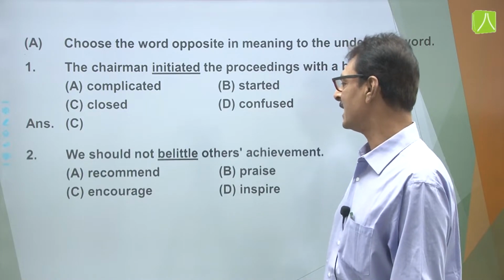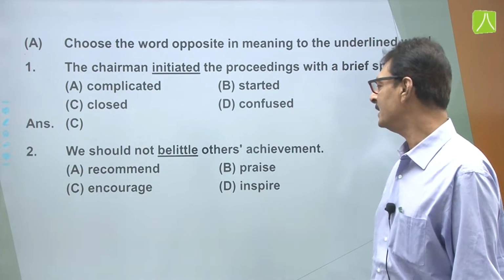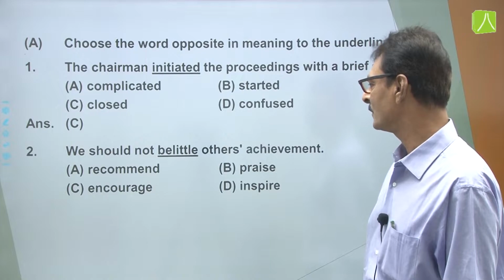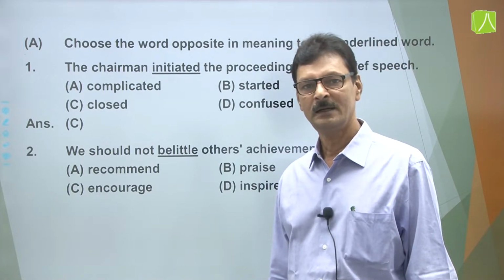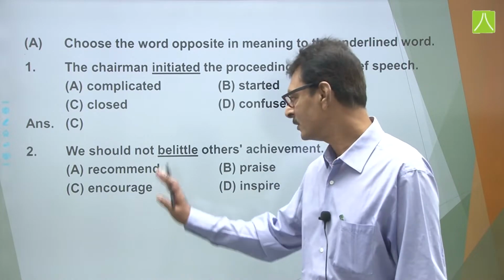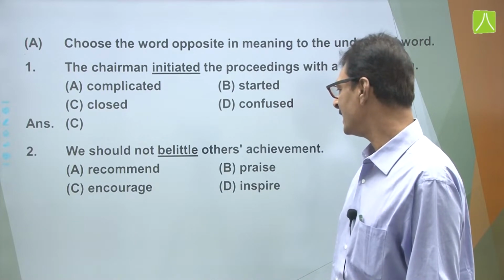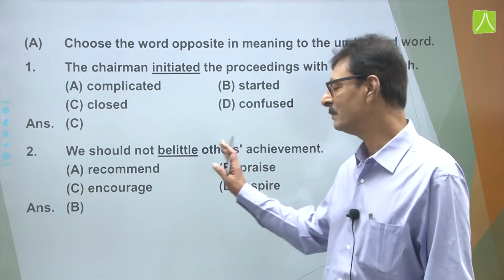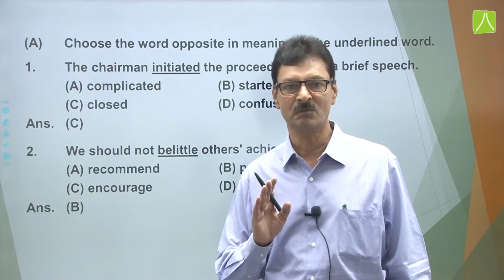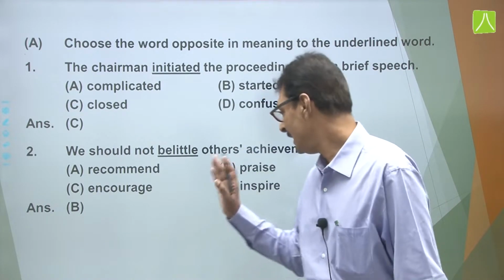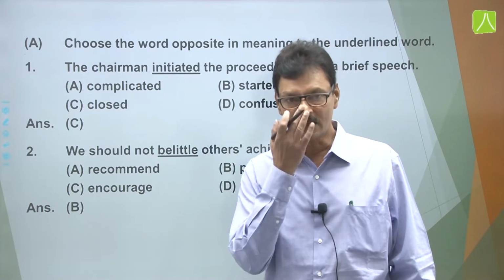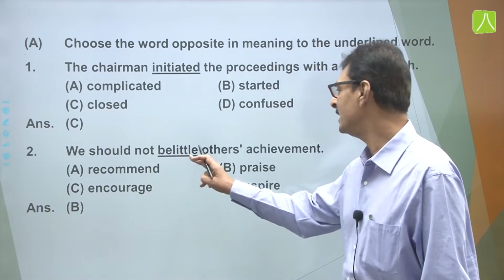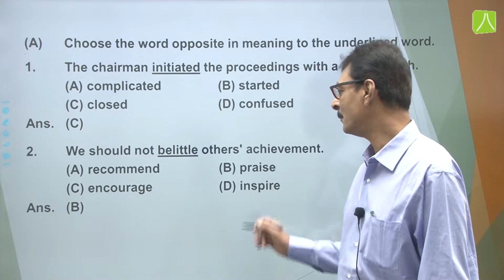Moving on to the second one: we should not belittle others' achievement. What is belittle? The options are recommend, praise, encourage or inspire, and the correct answer is praise. Belittle is to criticize someone, बुराई करना, and praise is प्रशंसा करना. So, we should not belittle. The opposite of belittle is praise.